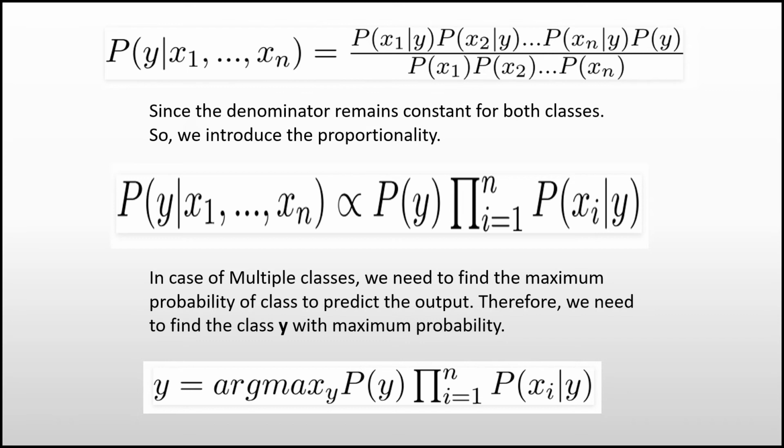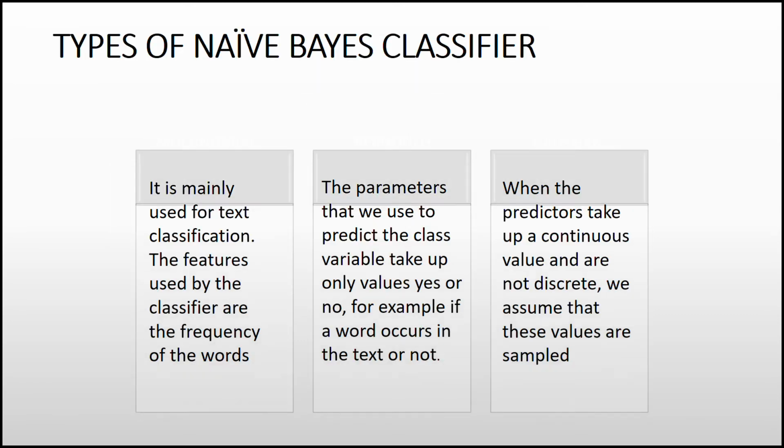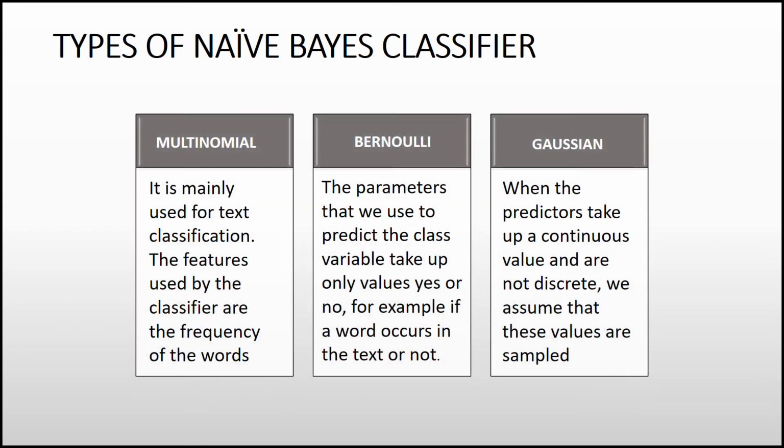Next, we will move on to the types of Naive Bayes classifier. What are the types of Naive Bayes classifier? Scikit-learn, which is a popular Python library for machine learning algorithms, provides three types of Naive Bayes classifier. One is multinomial, next one is Bernoulli, next one is Gaussian. Multinomial is used mainly for text classification, where the use case is to find the frequency of the words. For example, we need to count the frequency of the words occurring in a sentence. In that case, the features are discrete.